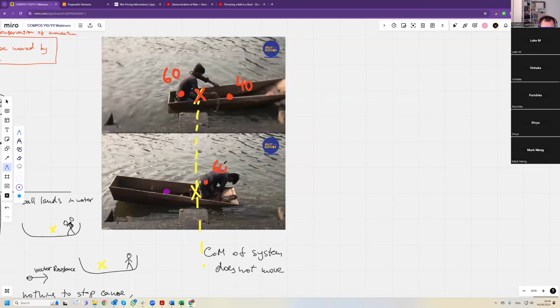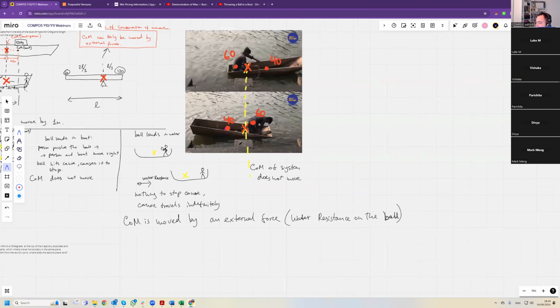Again, the man is 60, the boat is 40, the boat is here, the man is here, and the center of the boat plus man is here. So the person has shifted to the right, the boat has moved to the left, but the center of mass stayed where it is. Does that clear things up? Understand the man and boat, but not the man, boat, and ball one. Man, boat, and ball.